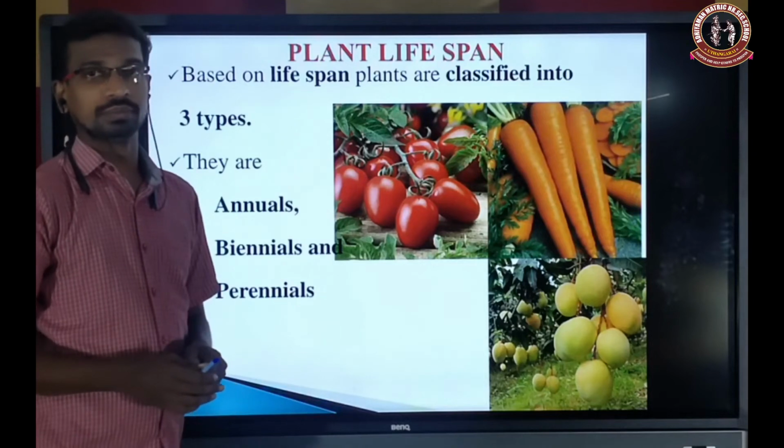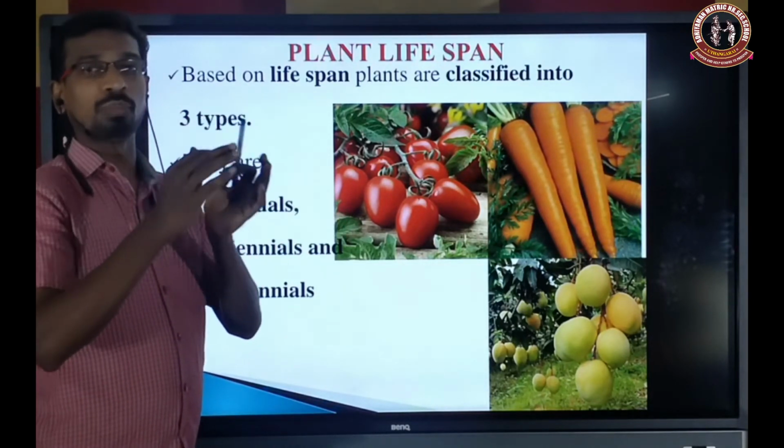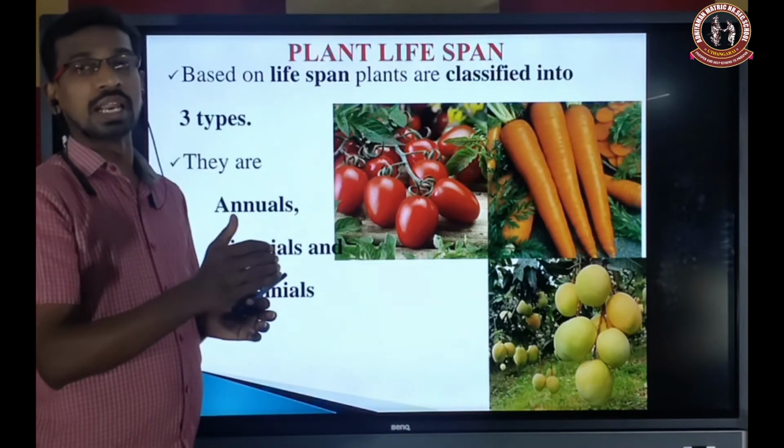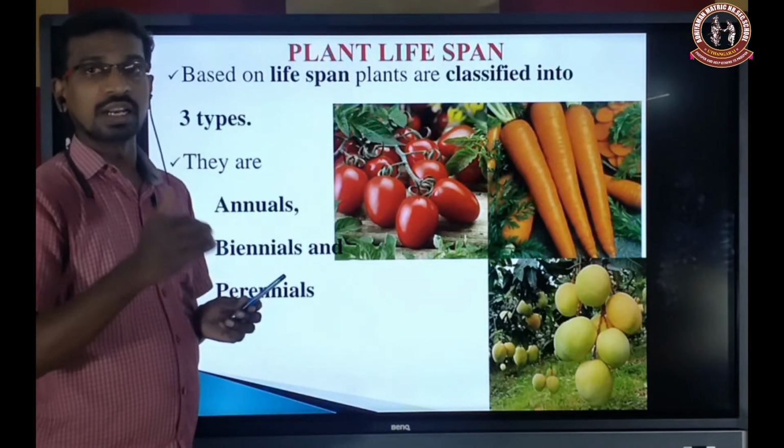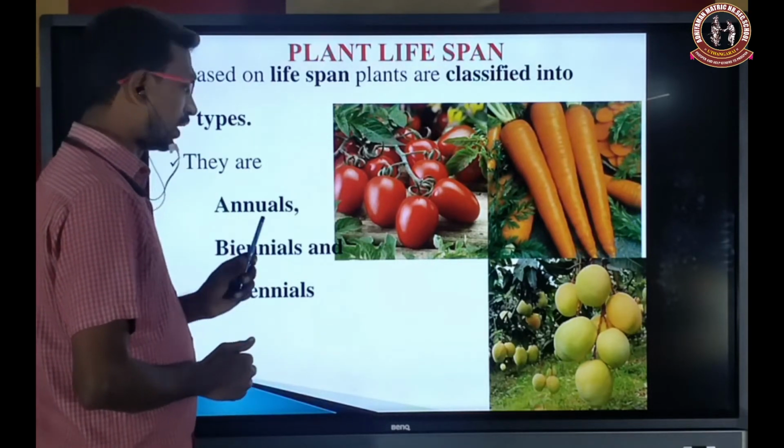Next, lifespan. Based on lifespan, the entire plant group is broadly classified into three categories: annual, biennial, and perennial. Okay. So three types: annual, biennial, and perennial.